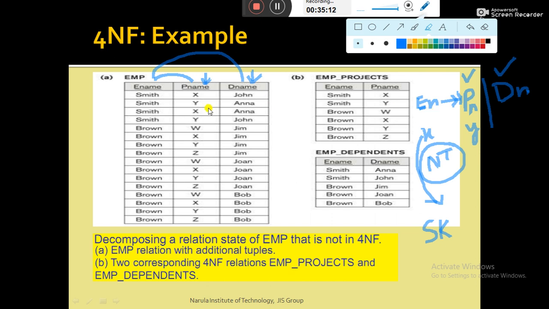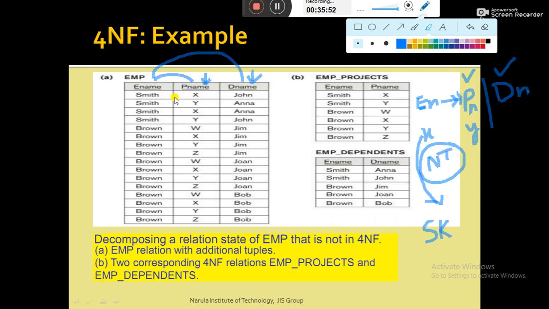No, definitely X is not a super key, because with the help of EN we are not able to determine ename and pname. Super key means whether with the help of EN we are able to uniquely identify a particular record or not. Definitely with the help of ename, for example Smith, we are not able to uniquely identify a particular record, because if you provide Smith, it will select 1, 2, 3, 4 records. So EN, means X, is not a super key. That means the EMP relation is not in 4NF.